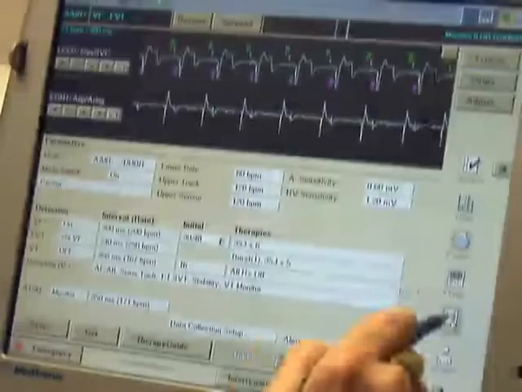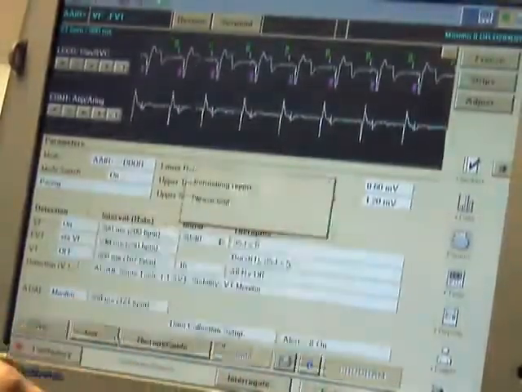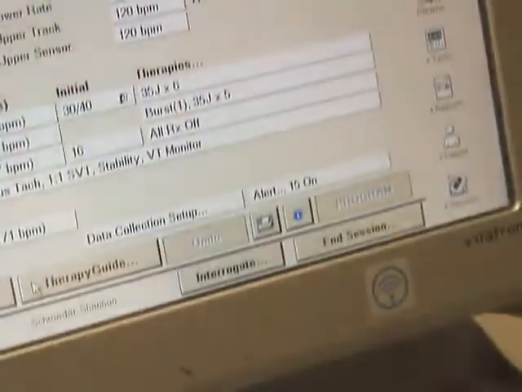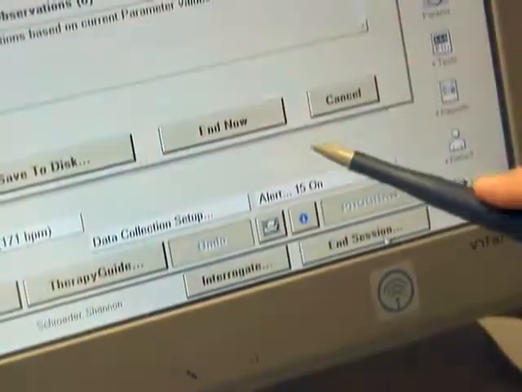Print the final report and changes this session. The telemetry electrodes are removed. The session is ended and the ICD interrogation is finished.